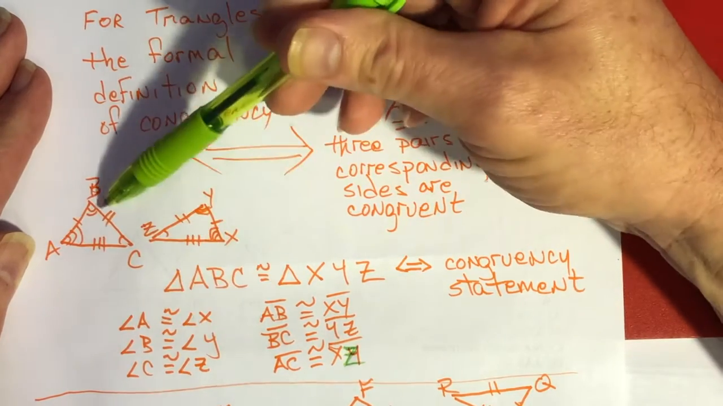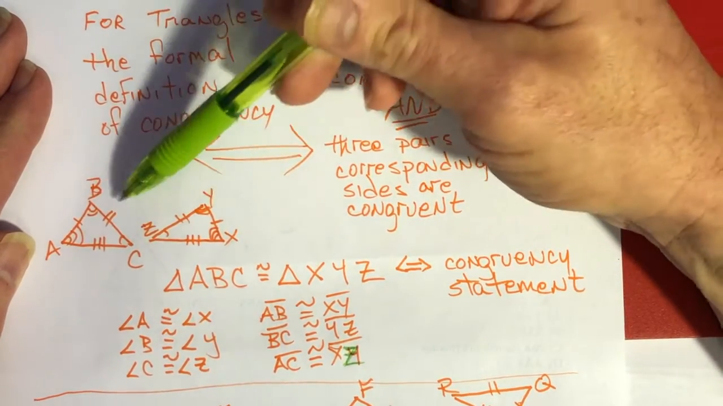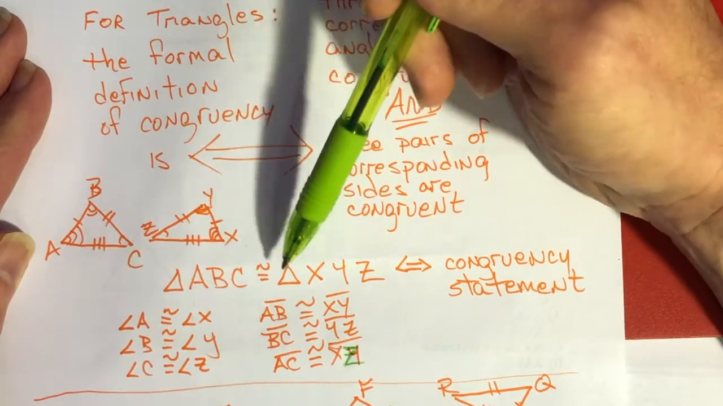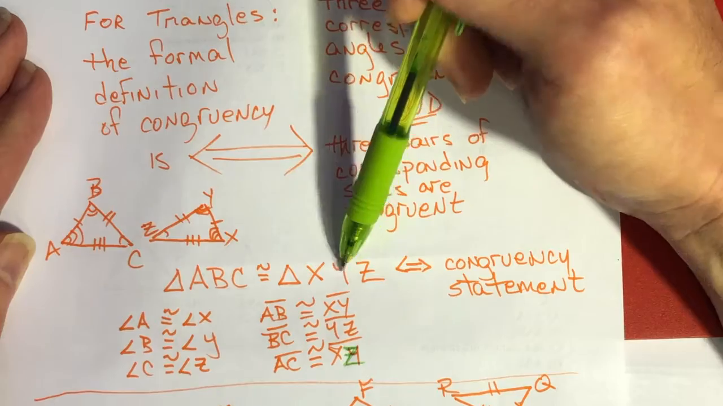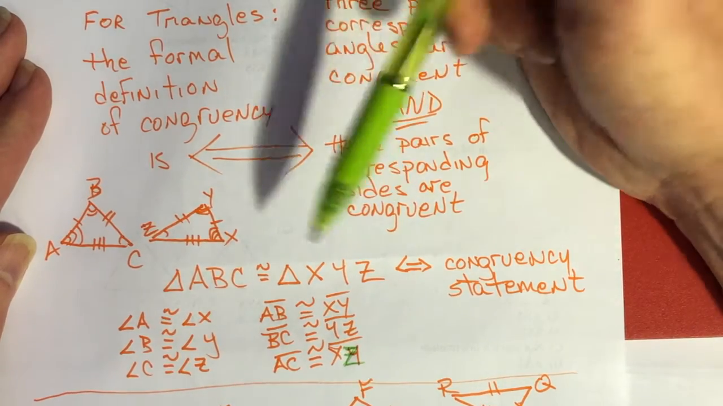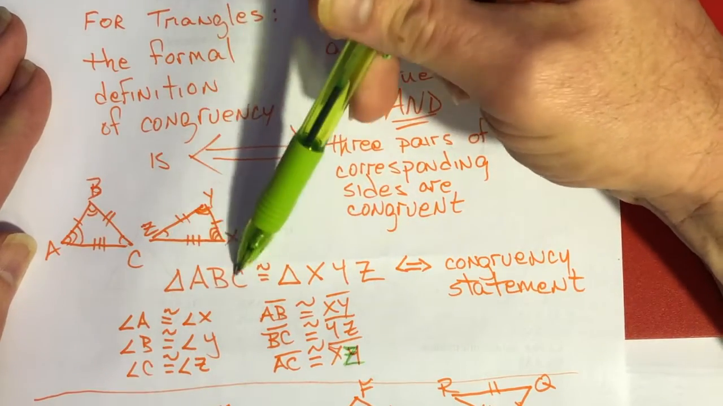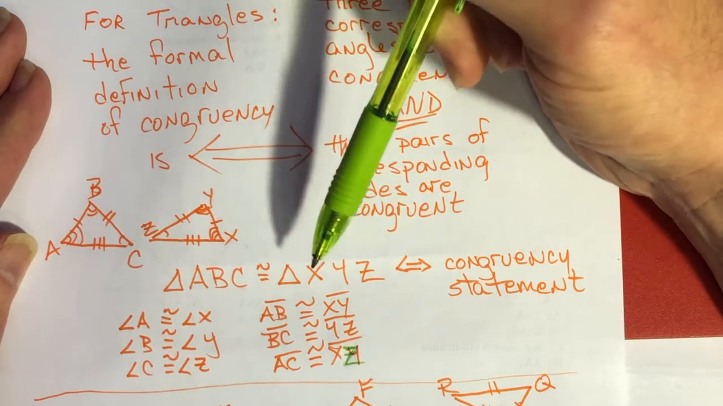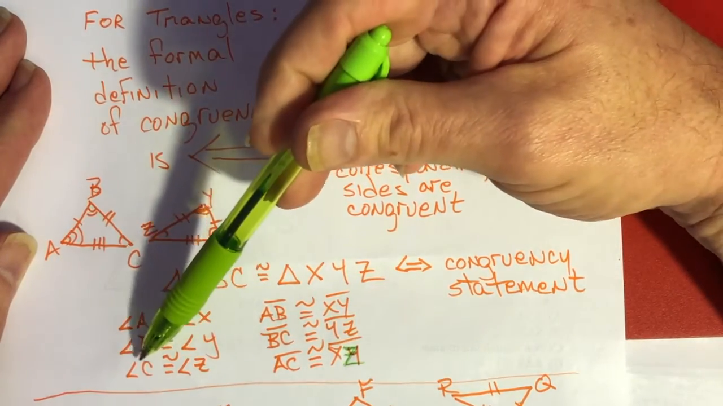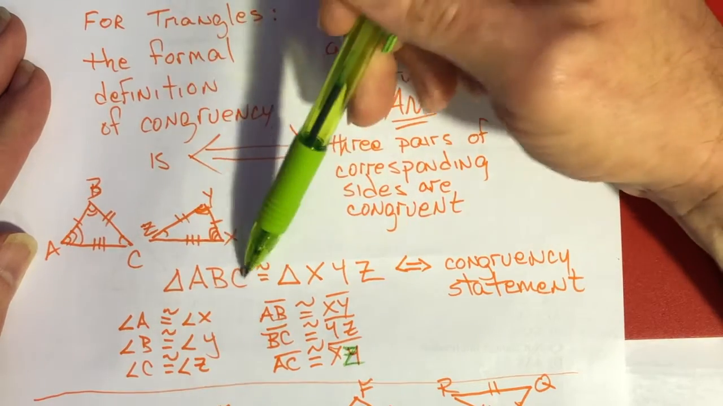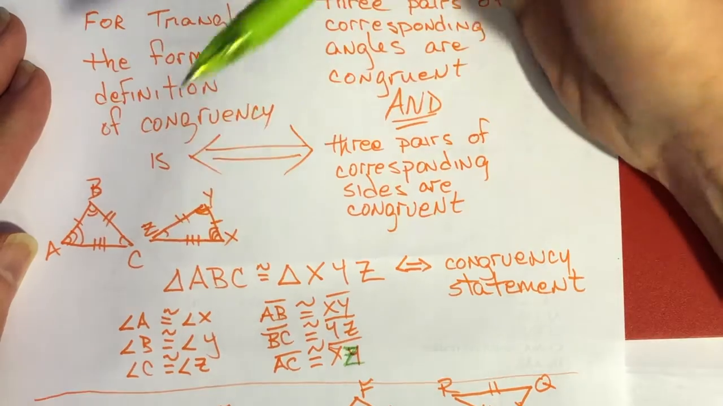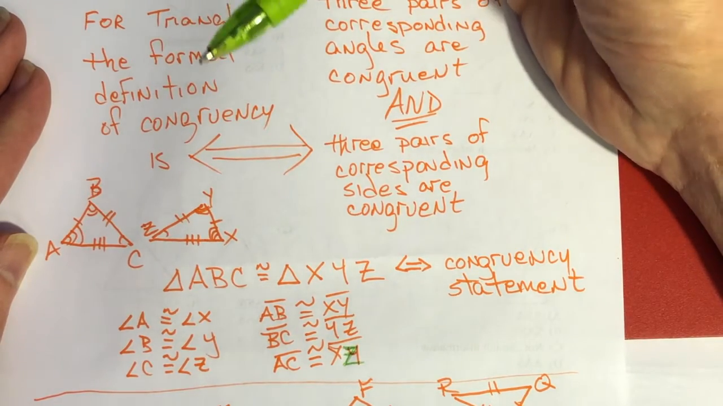Angle B is congruent to angle Y. That's true as well here and here. And you can see that B and Y are in the same relative position of the congruency statement. They're in the center of their 2 respective triangles, the way they're written. And C is congruent to Z. They're the third one here. They're the third angle here. And they are congruent as well.